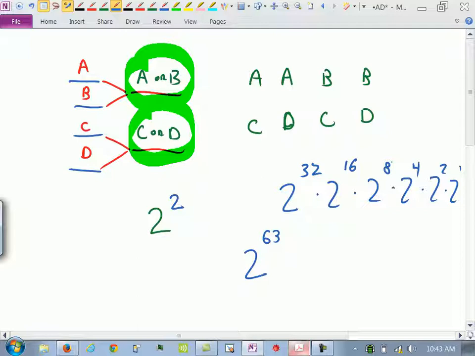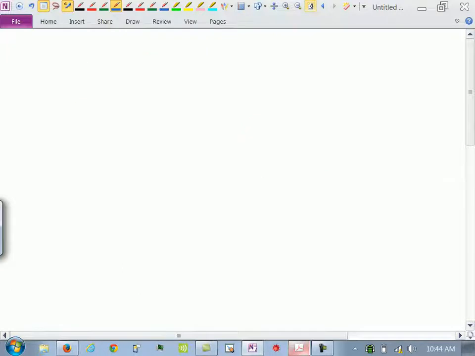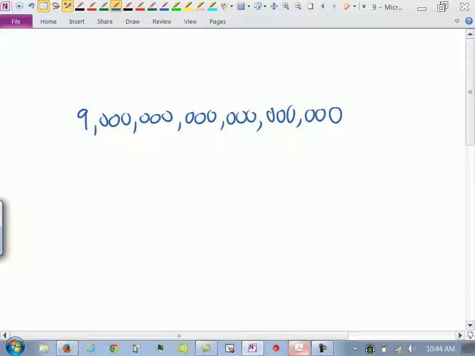2 raised to 63. Okay, yes. So it's a 9 with 18 zeros after it. 9, 1, 2, 3, 4, 5, 6, 7, 8, 9, 10, 11, 12, 13, 14, 15, 16, 17, 18. Okay, that's how many different ways you could do it.